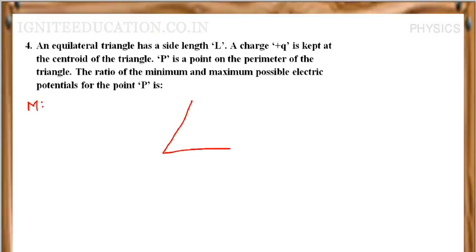So there is an equilateral triangle. Assume that it is A, B, C. So at the centroid we have kept a charge Q. Because of this charge, you will get some different potentials on the perimeter of the triangle. In those different potentials, the question is, what is the minimum potential and what is the maximum potential, and the ratio between those two, V minimum by V maximum. That is the thing we need to find out.